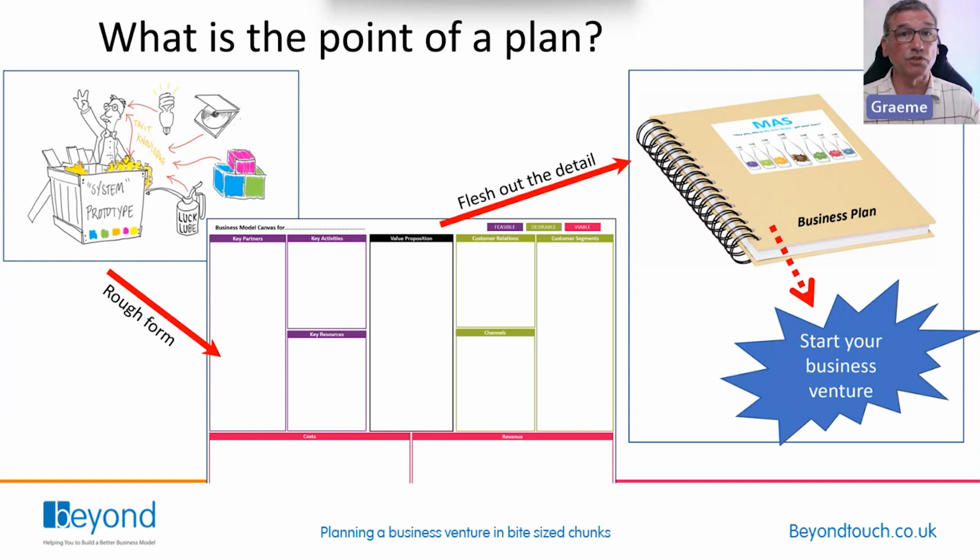Then, if you wish to do so, because you've got 9 boxes, they're your 9 headings for your business plan. You can put all the detail into it thereafter. But while it's in that conceptual stage and you're iteratively improving it and refining it, I'm just a massive believer in keeping it nice and simple.